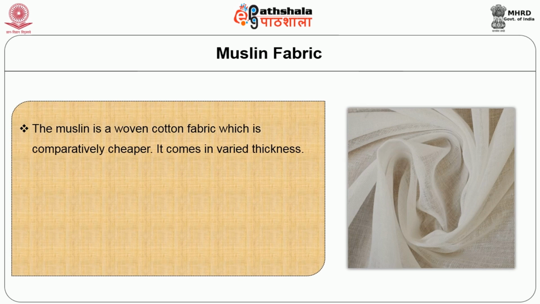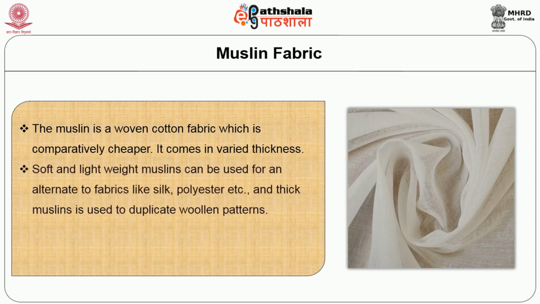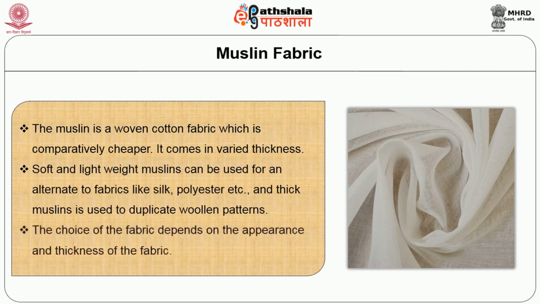The most important part of draping is the muslin fabric. The muslin fabric is a woven cotton fabric which is comparatively cheaper. It comes in varied thickness. It can be a soft and lightweight muslin fabric which is used as an alternate for fabrics like silk, polyester, etc. It can be a thick muslin which is used to duplicate woolen patterns. So, thus we see the choice of the muslin depends on the appearance and thickness of the final fabric that is used for designing.